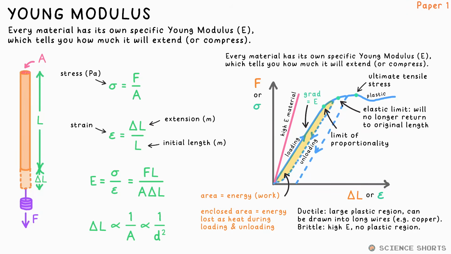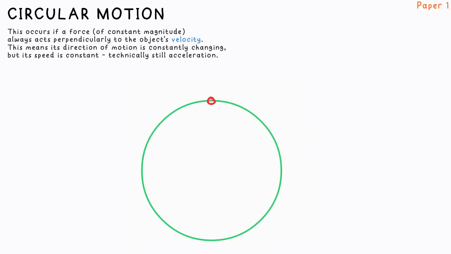For something moving in a circle, only one condition needs to be satisfied. There must be a force that continuously acts at 90 degrees to the object's velocity or direction of motion. That means that its velocity and direction of travel constantly changes, but it still travels at a constant speed. As velocity is a vector, it's still accelerating because the direction of the velocity is changing, even though the magnitude of the velocity, the speed, is not.